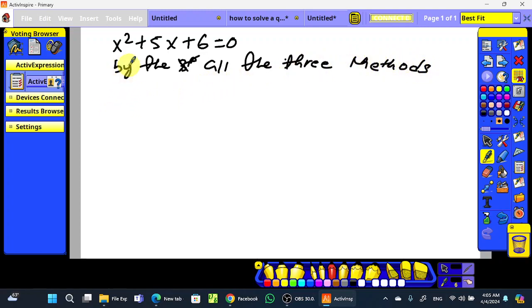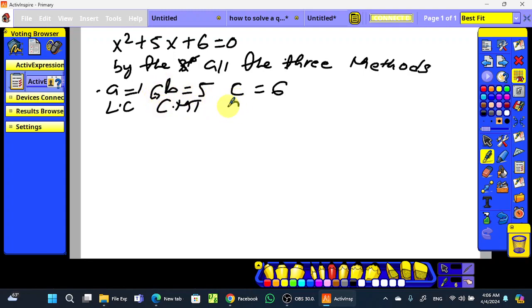Remember, let's take a closer look at this equation. Here the leading coefficient is 1, that's a is equal to 1. What about b? b is equal to 5 and c is equal to 6. These are the properties. a is the leading coefficient, b is the coefficient of the middle term, and c is the constant term. So those are the terms we discussed earlier.